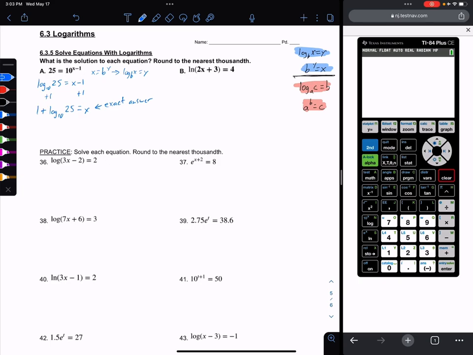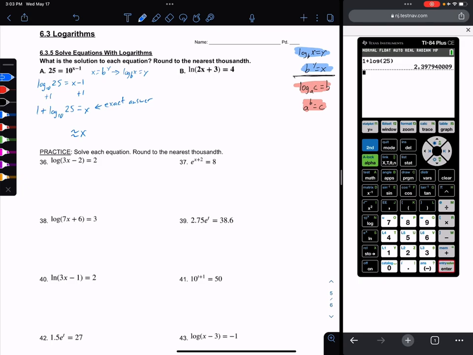So x is approximately... On your calculator, you can type in 1 plus, and the log key is on the left next to the 7, and then we're going to take the log of 25. Remember that the 10 doesn't show up on the calculator screen, but the calculator assumes there's a base of 10. That's what that log key is. So now we can do 1 plus log base 10 of 25, hit enter, and we get 2.397 and some more decimals. They want us to round to the nearest thousandth, so that's going to be the third decimal place.